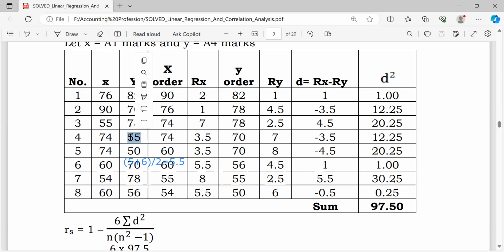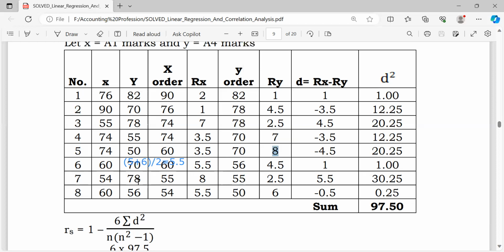You have 55 here. 55 is for the white order. You will find it here, and it is alone ranked 7. So 55 here would obviously be ranked 7. And then I have 50. 50 here you have, it is on the 8th position. So 50 would be 8.